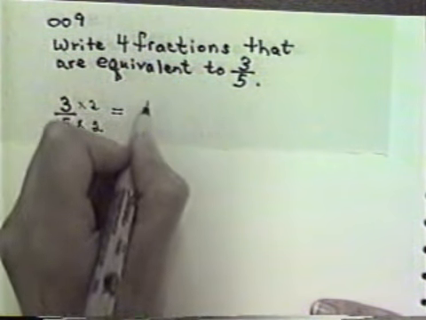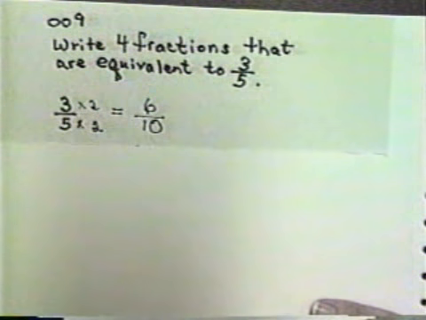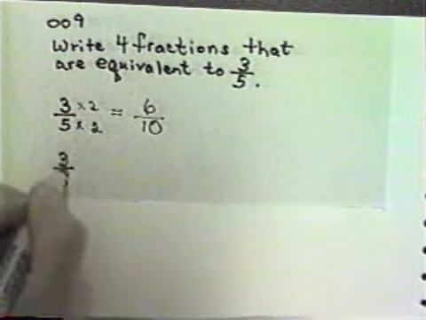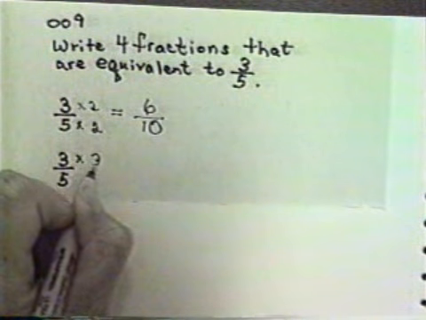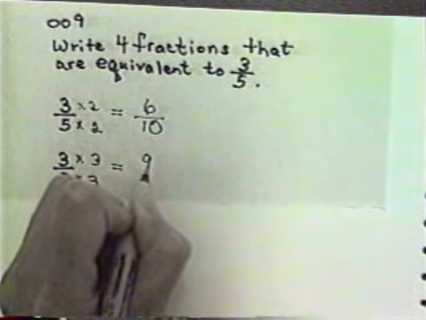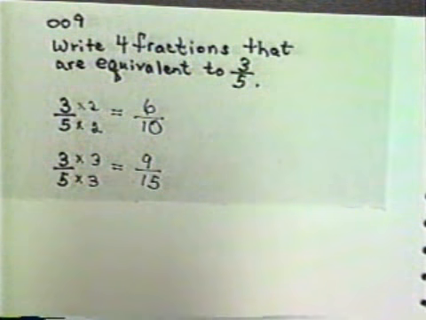If I do that, I'll get 6/10. And that's a fraction that's equivalent to 3/5. Let's try another one. Let's multiply each piece by 3. I'll come up with 9/15. 9/15 is equivalent to 3/5. It's also equivalent to 6/10.